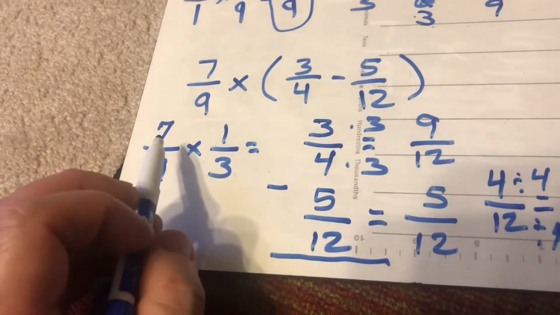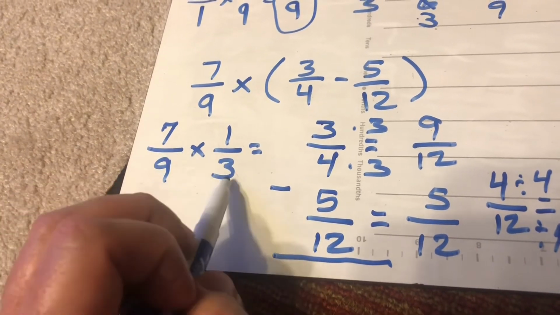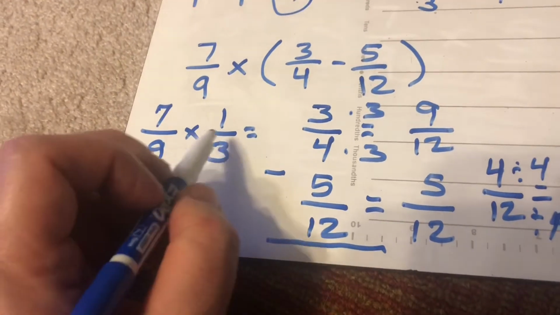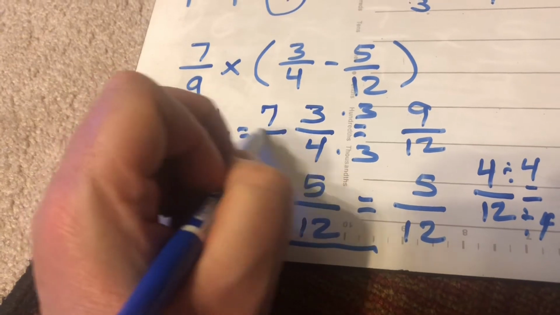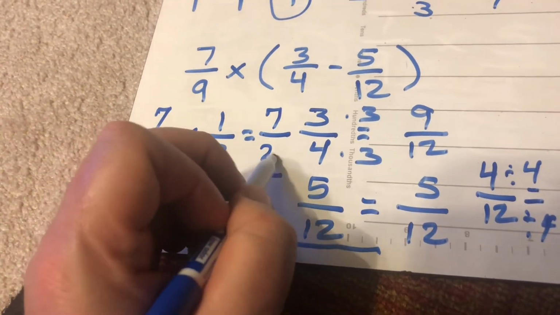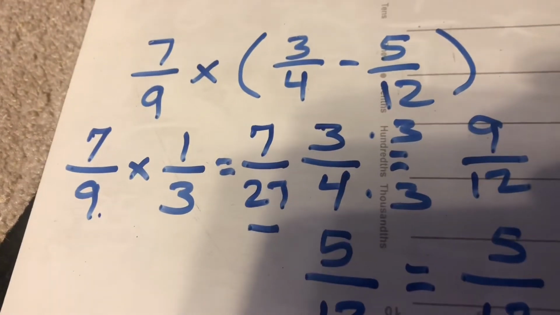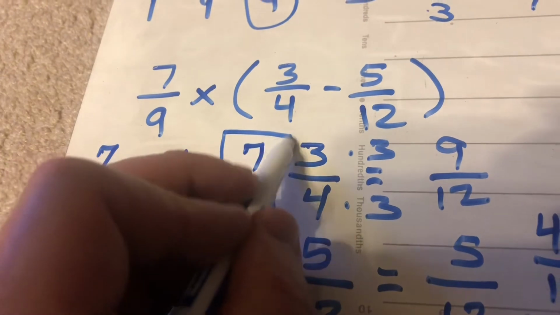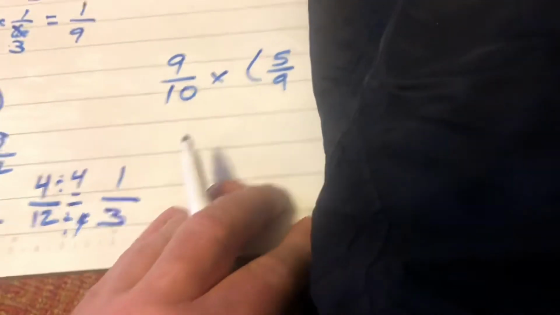Well, I can't cross-check a 1 and a 9. Nothing can go into both of them except 1. I can't cross-check a 3 and a 7. Nothing can go into both of them except 1. So I'm going to go ahead and multiply. 7 times 1 is 7. 9 times 3 is 27. And I'm thinking about 7 over 27, and I'm thinking that that is in simplest form, because nothing can go into both 7 and 27 except 1. All right, moving right along.